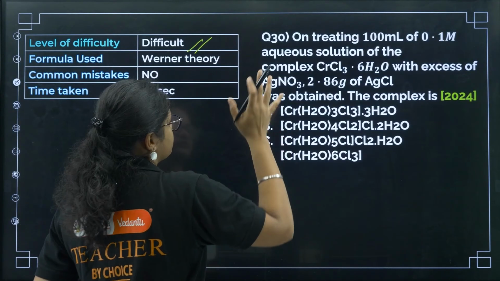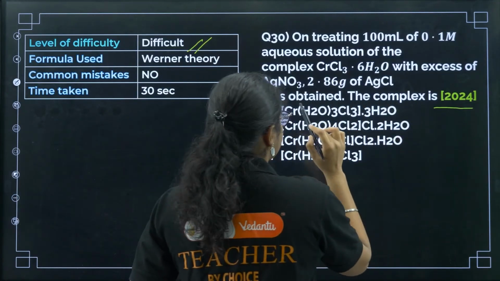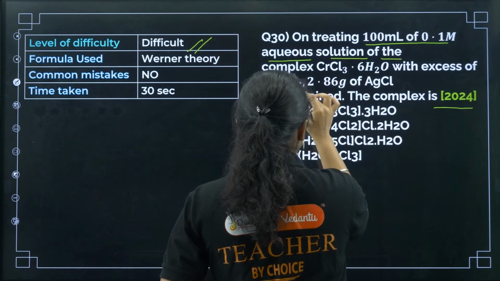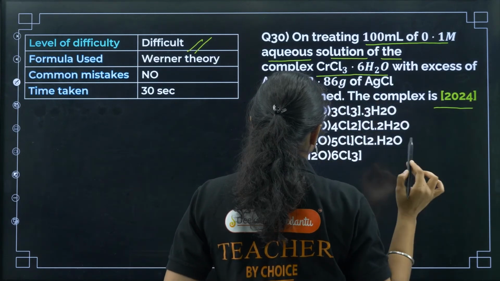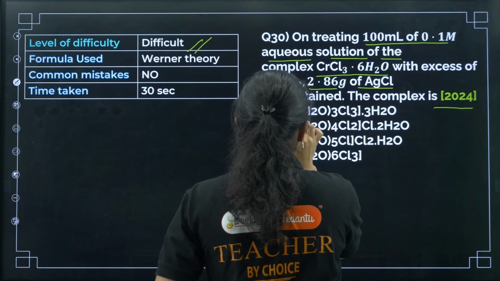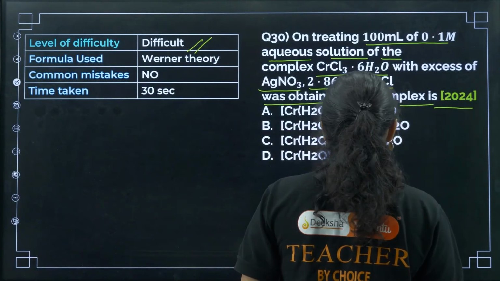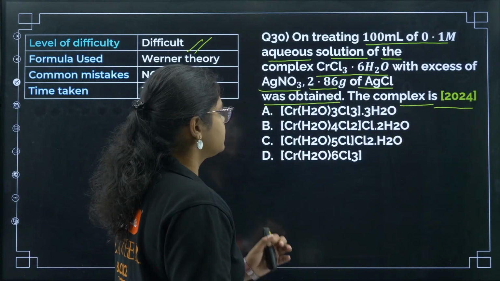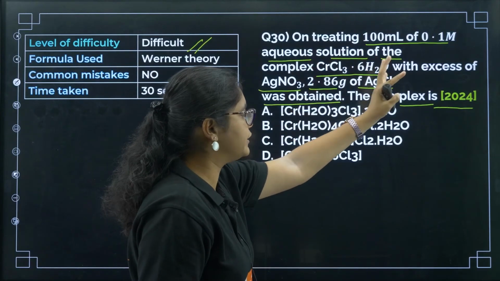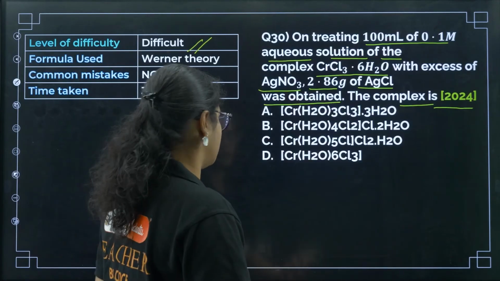I'll say it is almost a difficult type of question asked in 2024. On treating 100 ml of 0.1 M aqueous solution of complex CrCl3.6H2O with excess of AgNO3, 2.86 gram of AgCl was obtained. The complex is? First of all, we should know how many moles of this particular complex there are. This was asked in 24, a difficult question.